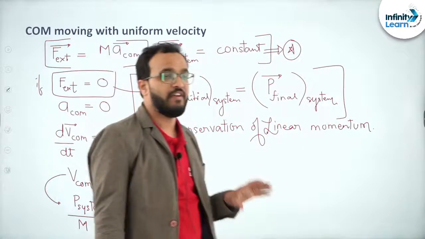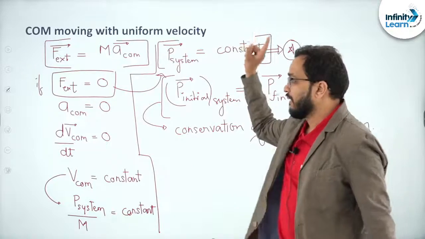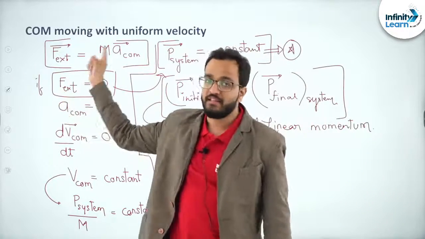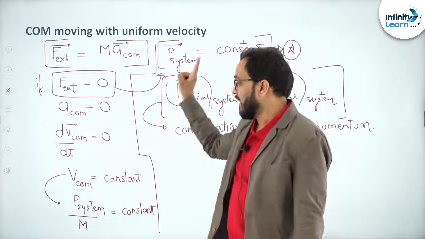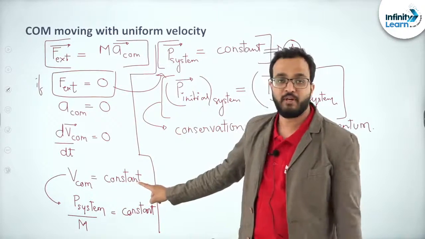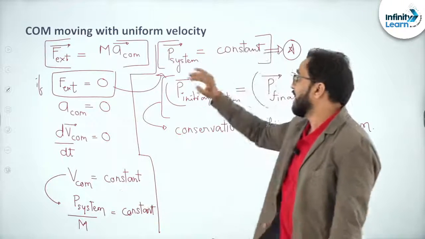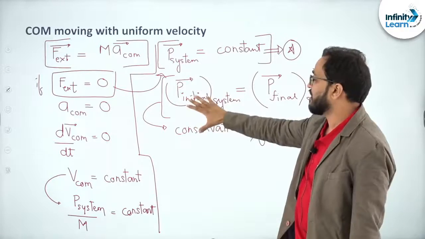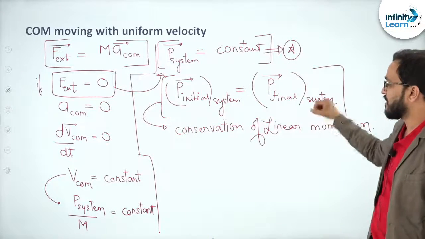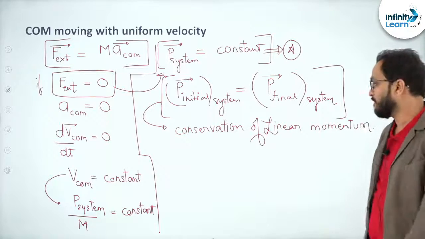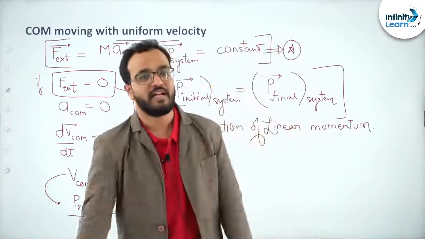This is how we derive it. If there is no external force in the system, then the acceleration of the center of mass will be 0, and hence the velocity of the center of mass will be constant, and hence the momentum of the system will remain constant, and hence the initial momentum of the system before a certain event will be equal to the final momentum of the system after that event. This is all about conservation of linear momentum. I hope you understand this thing.